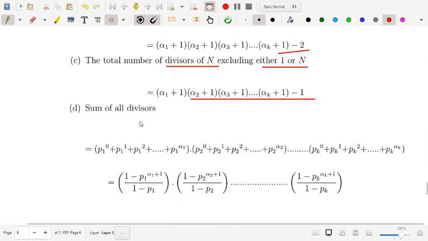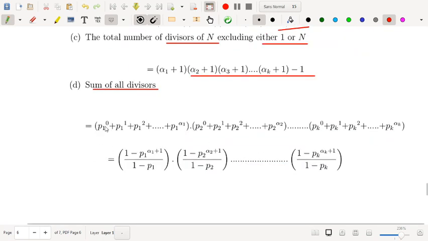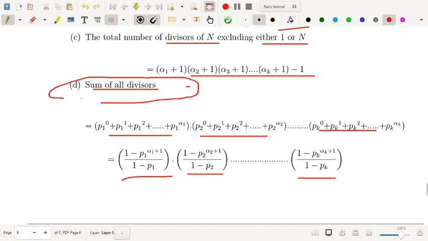Now the sum of all divisors. What is the sum of all divisors? Look at that, p to the power alpha 1. We can write p to the power 0 plus p to the power 1, plus p to the power 2, and so on up to alpha 1. You are selecting 0, 1, 2, etc. So this is a GP series, the sum of the GP. Similarly for p2, the sum of the GP, and for pk. The product of these sums is the sum of all divisors. This is also a very important result.